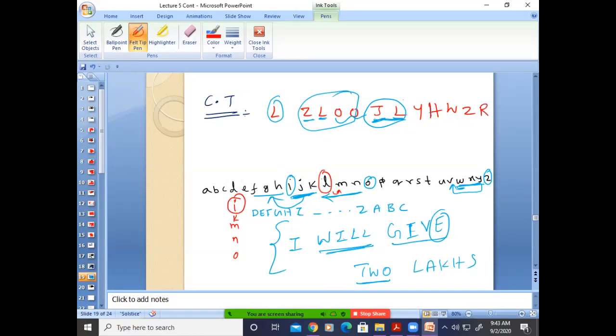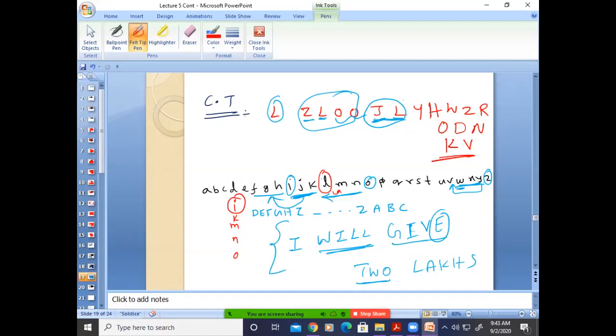Then L, O, A. It will be D. Yes or no? Then K means N. H means K. S means V. Right? So that is identifying the combination or the permutation. Is this clear?